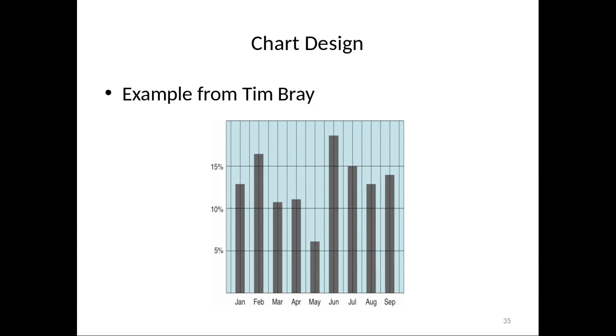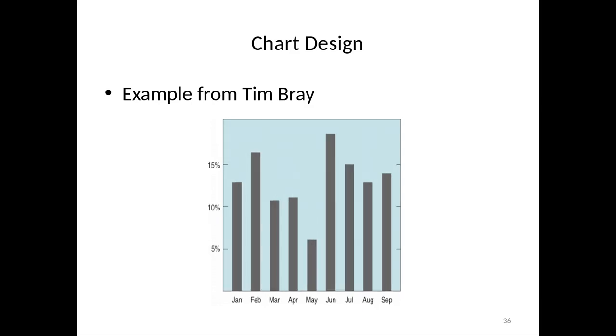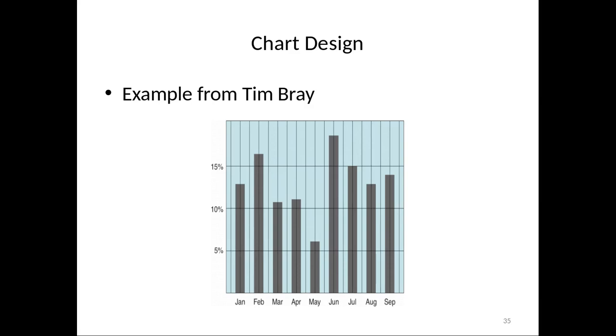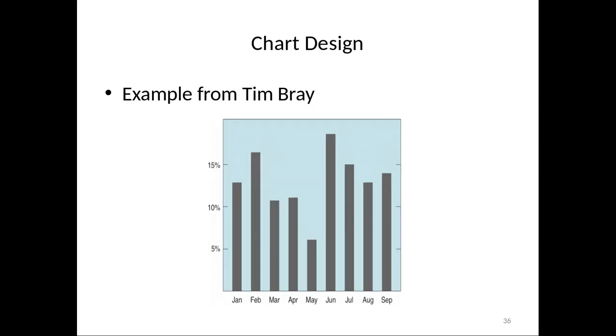Okay, let's see some example designs for the charts. These examples are taken from Tim Bray. Here we can see a bar chart which represents some percentages of some population, for example, for different months, and you can see there is a grid on this chart. If we use the same chart without the grid, it doesn't make a big difference, but now the perception is lost, because with the grid it's easier to perceive different points or different objects in this visualization.